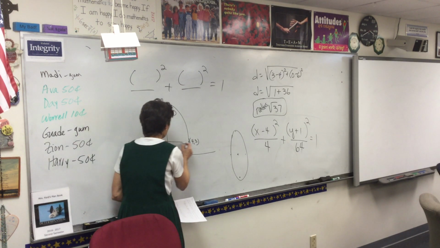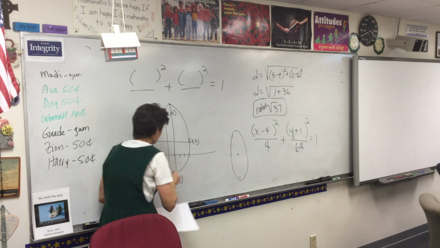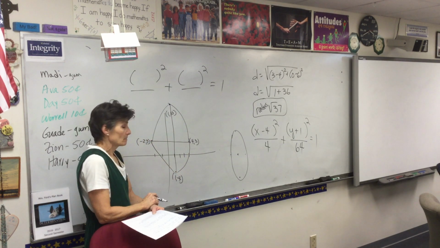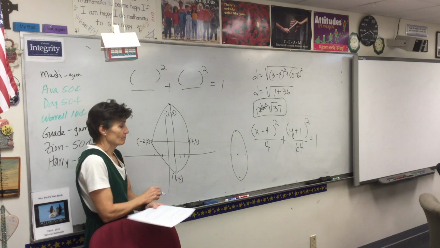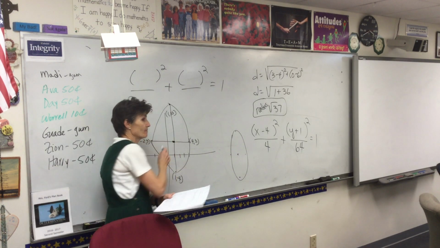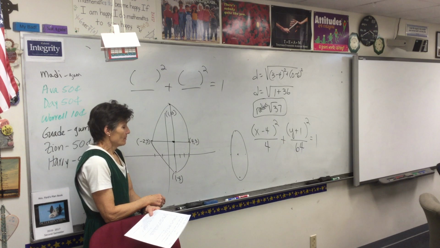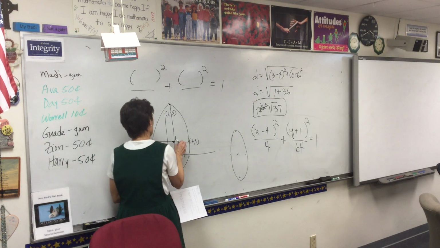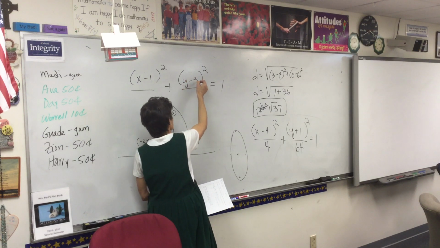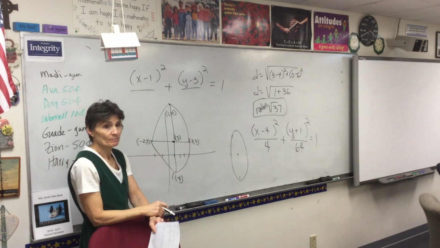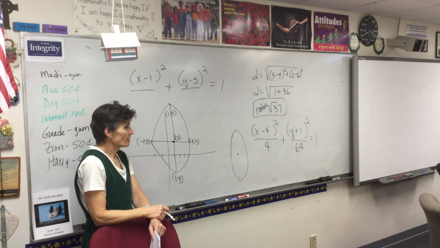This is the minor axis, and this is the major axis. Can I figure out the center from that? Isn't that the center? That point is the point (1, 3). So x minus 1, y minus 3. Everybody keeping up? Using just our logic.